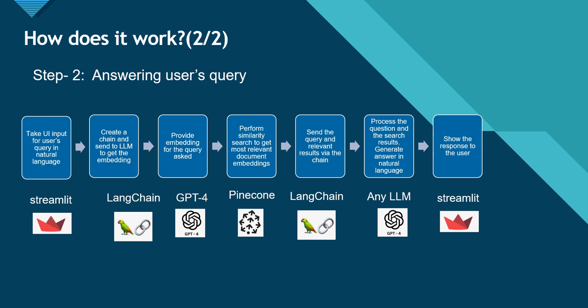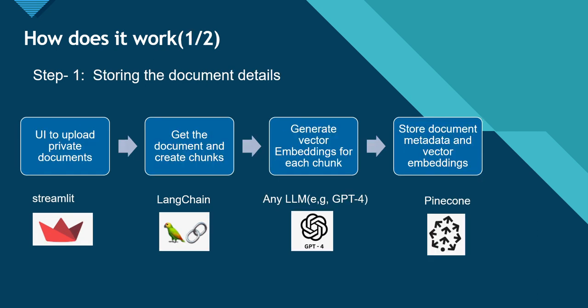Now, what happens when the user has a query that needs to be answered? Streamlit takes the UI input for the user's query in natural language, and then the control is completely with LangChain, which creates a chain sequence. First, it sends the query to the LLM to get the vector embeddings of the query, and using the vector embeddings it invokes Pinecone and asks it to do a similarity search, comparing it to all the vector embeddings of the private documents stored in step 1.